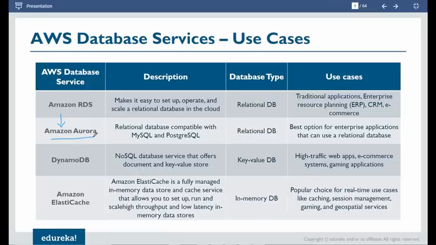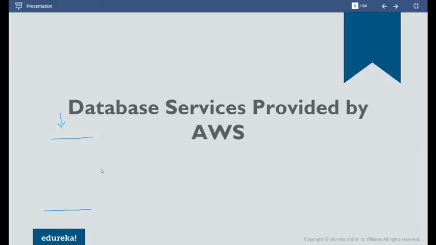Talking about DynamoDB, DynamoDB is your key-value database store from AWS. It's a NoSQL database, a part of your non-relational databases. There is no fixed schema. DynamoDB is completely managed by AWS. Talking about ElastiCache, it's an in-memory cache of your database to keep frequently accessed information.